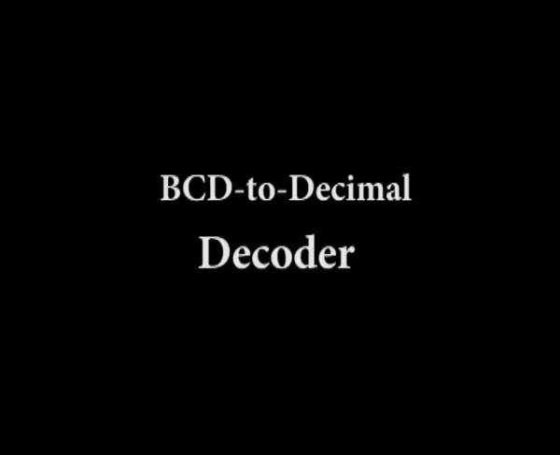The BCD to decimal decoder. The BCD to decimal decoder converts each BCD code into one of 10 possible decimal digit indications. It is frequently referred to as a 4-line to 10-line decoder or a 1 of 10 decoder.